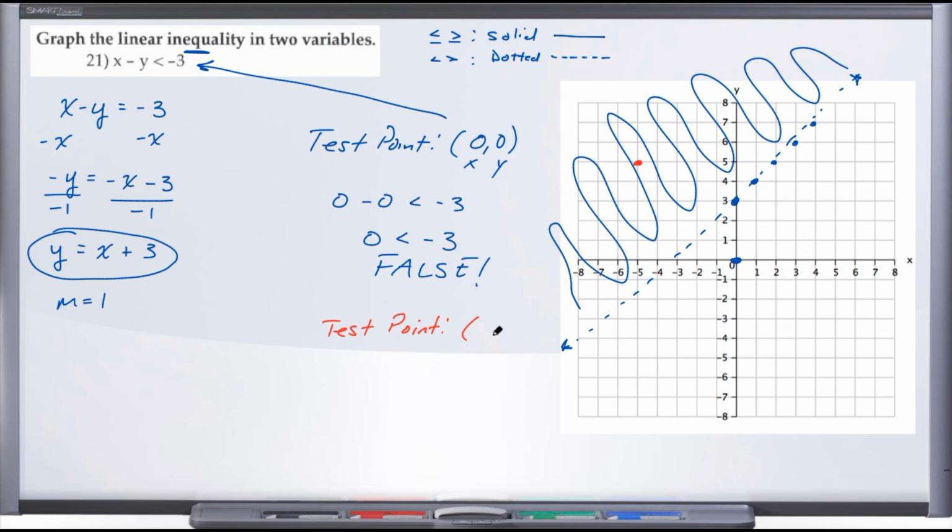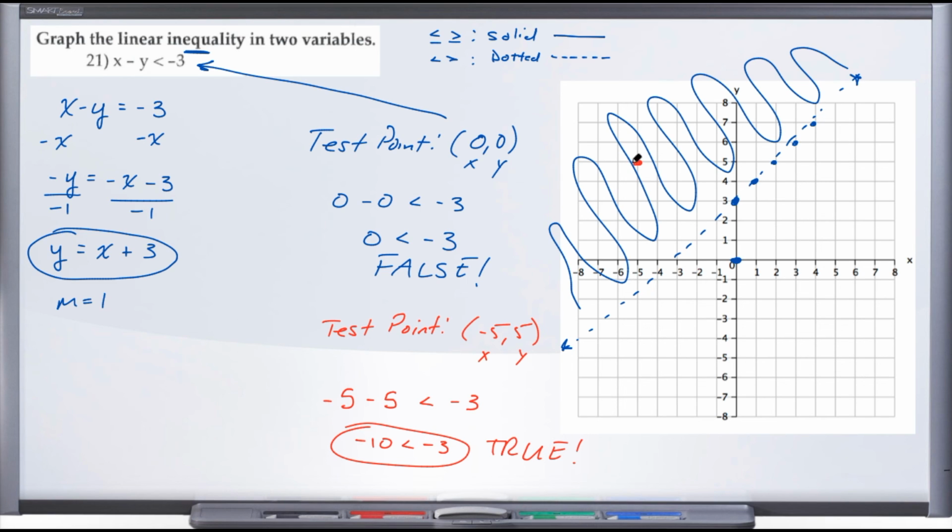So we said we're going to test -5, 5. All right, and again, this is our x, this is our y. So let's plug this information into our original inequality and see what happens. All right, so we get negative 5 minus 5 less than negative 3. Well, negative 5 minus 5 is negative 10 less than negative 3. Is this a true statement? Indeed it is. Negative 10 is in fact less than negative 3.